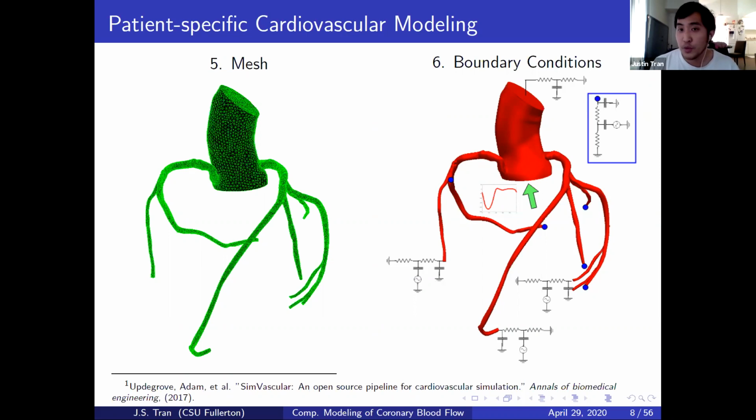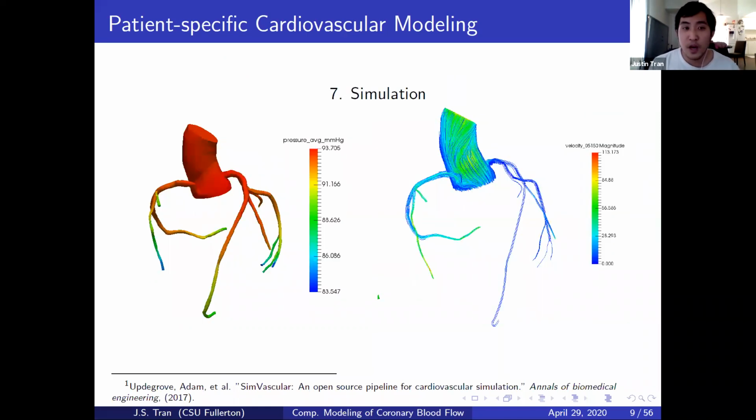Boundary conditions are going to be really important. I'll get more into that later, but the boundary conditions, as you'll see, have a big impact on the results. Right? And then once you have the boundary conditions, you can pass this to a supercomputer, and the supercomputer will run your simulation, and then you can get your results.